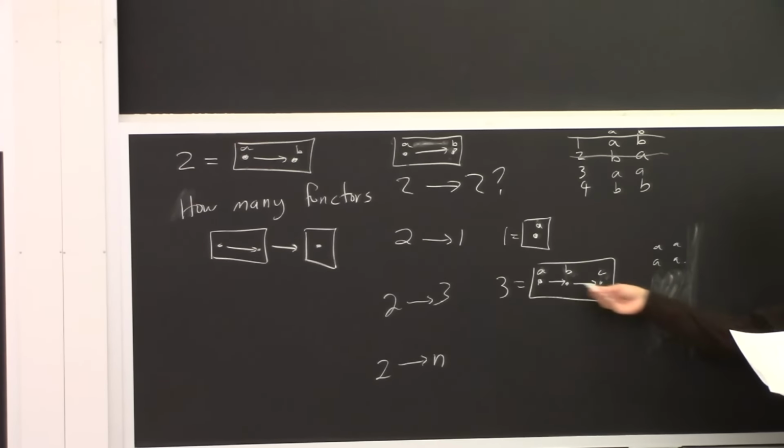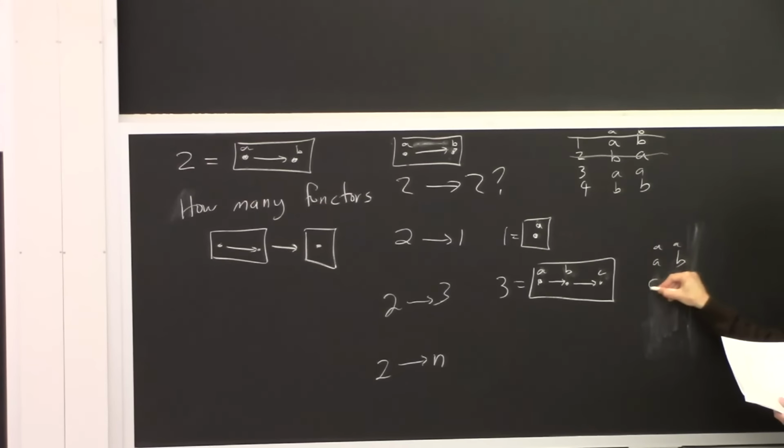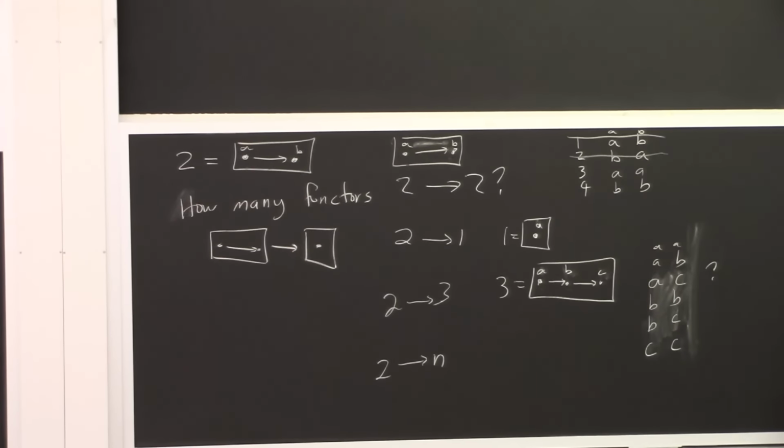And basically, you could send them both to A. You could send both A and B. You could send one to A, one to B. You could send one to A and one to C. So let's ask about this one in a second. You could send both to B. You could send both to C, or you could do that. OK. So this one is an interesting one.